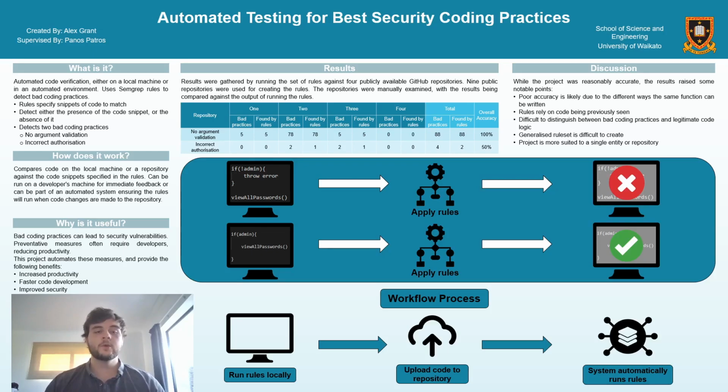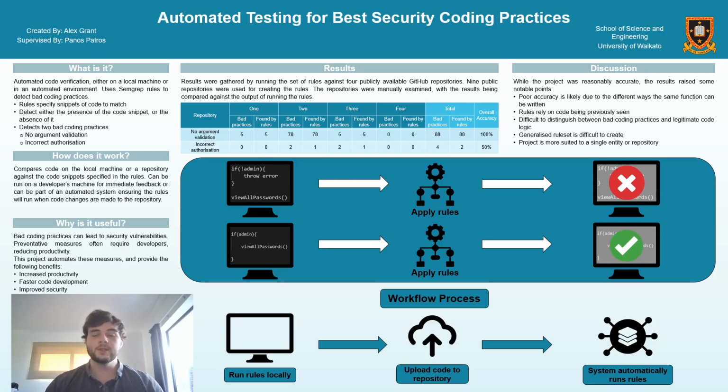This project is a form of automated code verification. It uses a tool called SemGrep to detect either the absence of good coding practices or the presence of bad ones. SemGrep itself uses rules to detect these. Due to time constraints, this project focuses on only 2 bad coding practices.